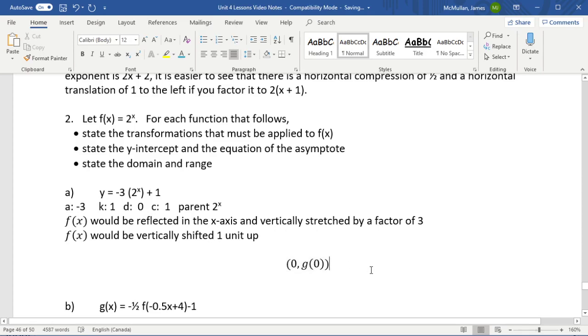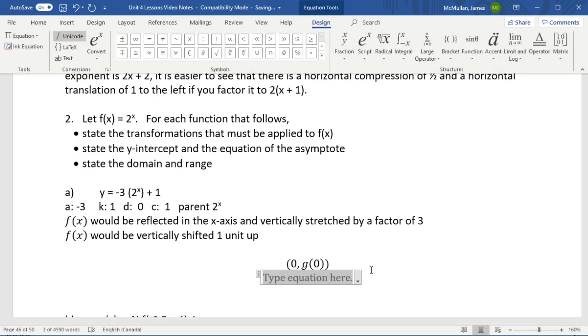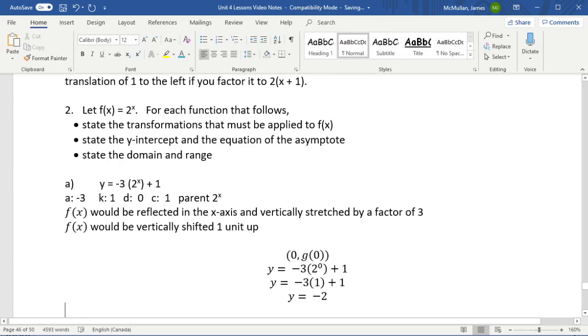Okay, so how do I find it? All I have to do here is just plug in 0, right? So I plug in 0, I get y equals -3 times 2 to the power of 0 plus 1. Y equals -3 times 1 plus 1. Y equals -2. So the y-intercept would be located at 0 and -2.